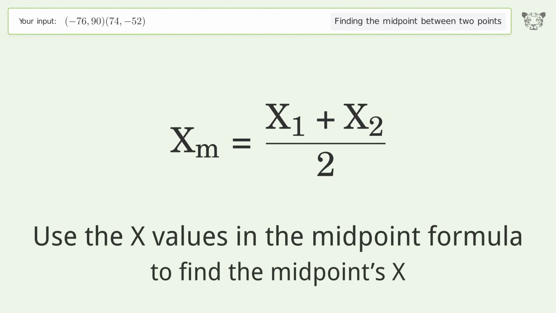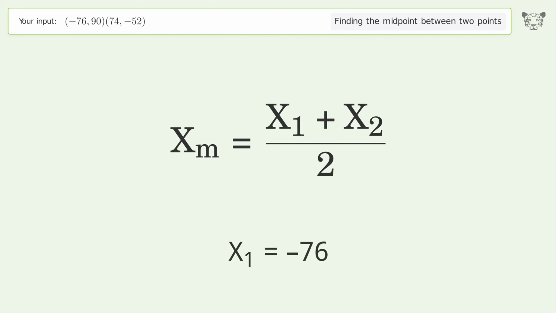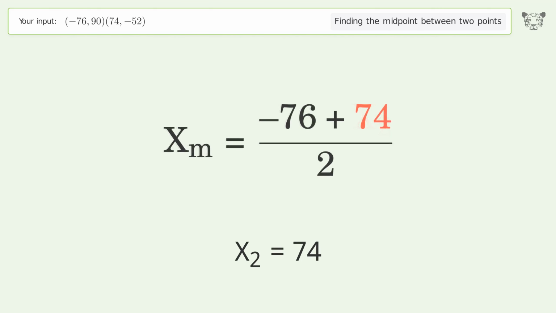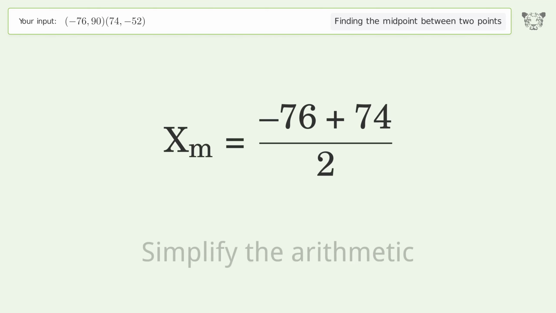Use the x values in the midpoint formula to find the midpoint's x. x1 equals -76. x2 equals 74. Simplify the arithmetic.